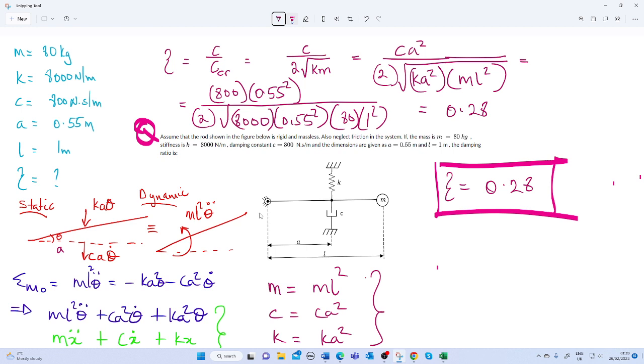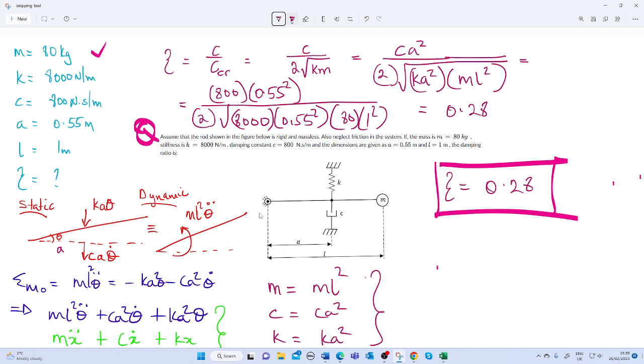First of all, let's pull out the parameters. We are given the mass of the body to be 80 kg and the spring constant, which is 8,000 Newton per meter, and the C constant equals 800 Newton seconds per meter, and the length from the origin of the fixture to the damping and the spring contact equals 0.55, and the total length of the whole massless rod equals 1 meter.